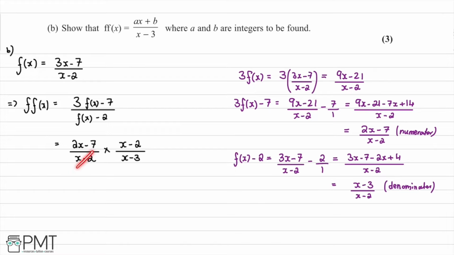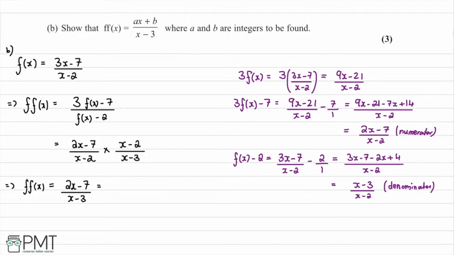Then we see here, x minus 2 will cancel with x minus 2. So therefore, this leaves us with f of x being equal to (2x minus 7) divided by (x minus 3). So we can say that this is equal to (ax plus b) over (x minus 3), and this is as required, because that's what the question asks us. So it's as required with a equal to 2, and in our case, b is going to be equal to negative 7.